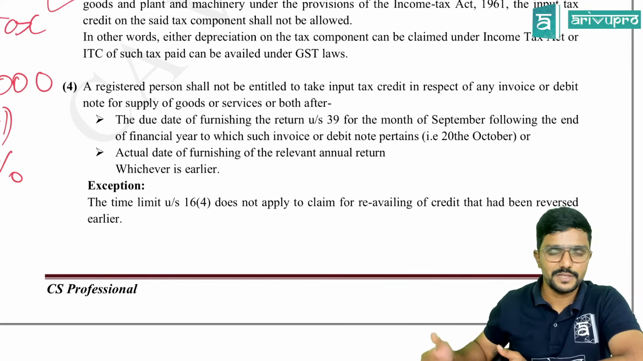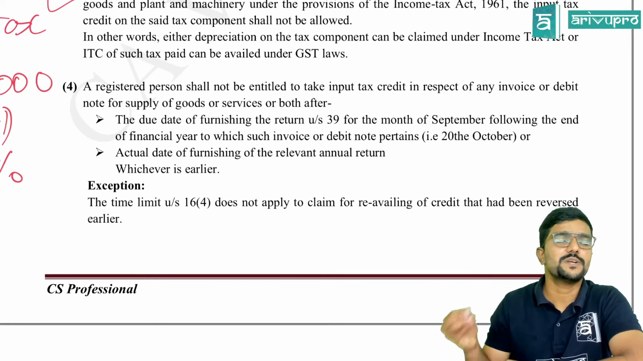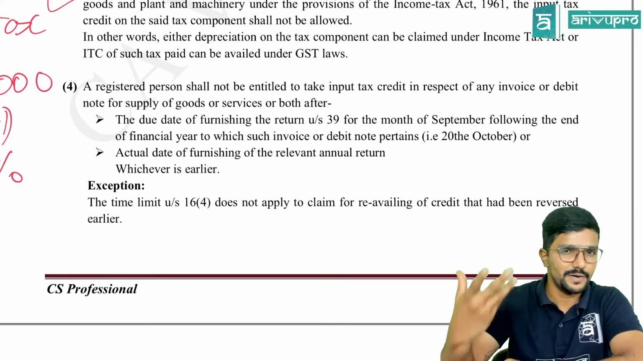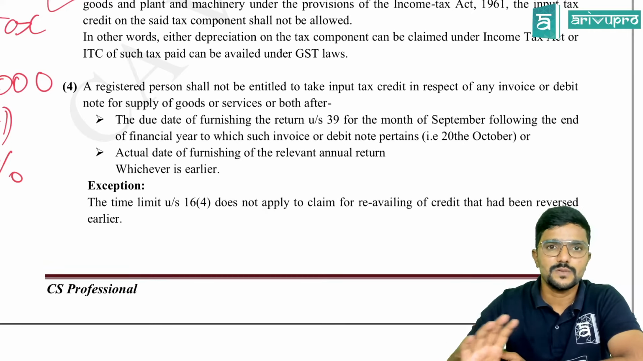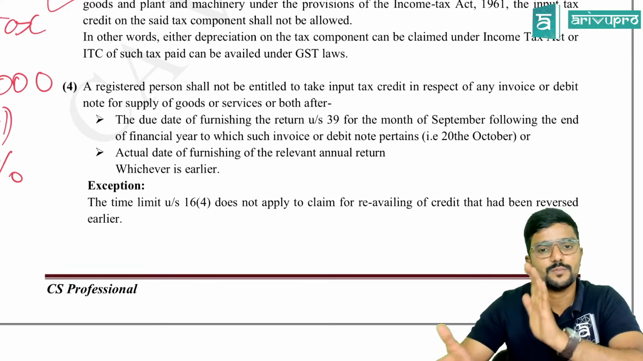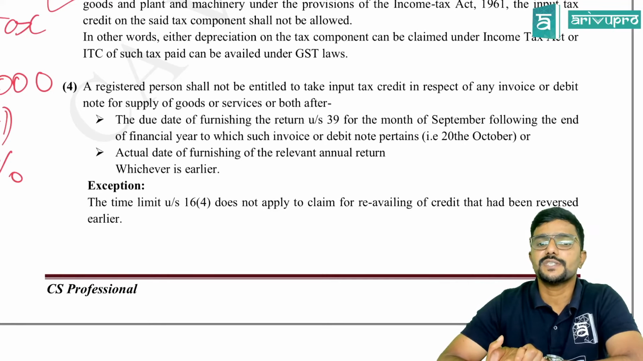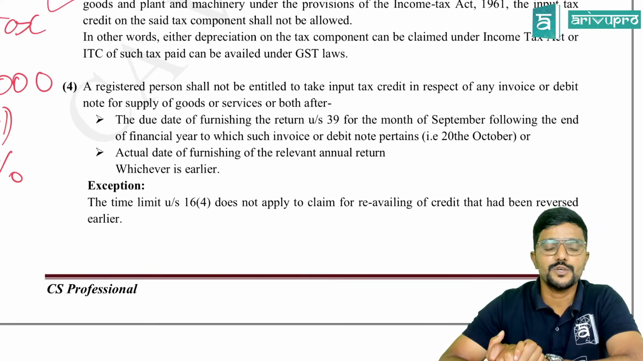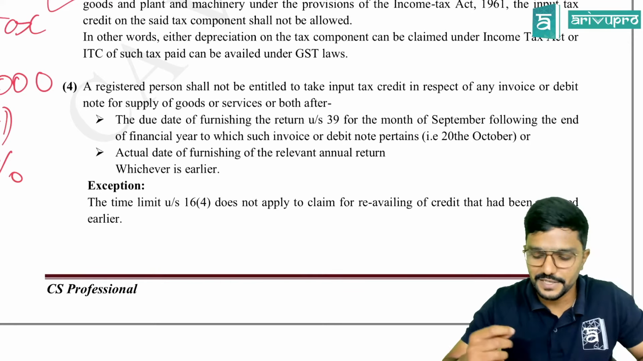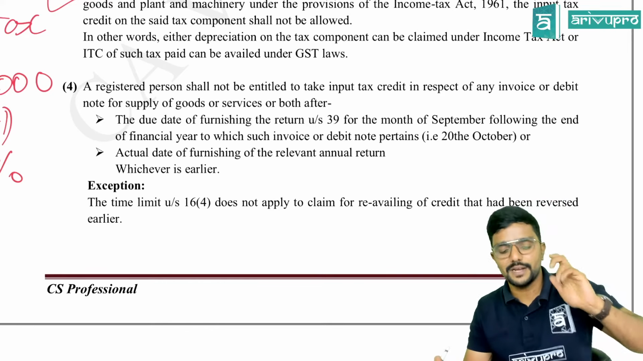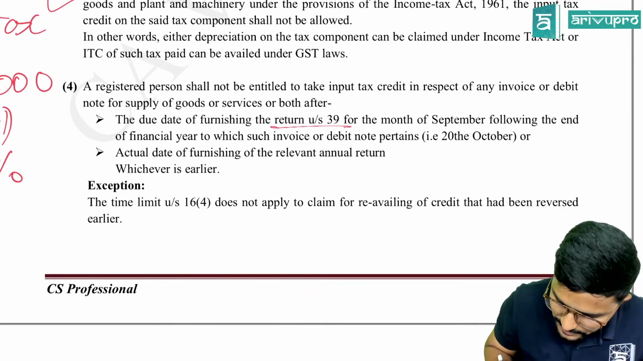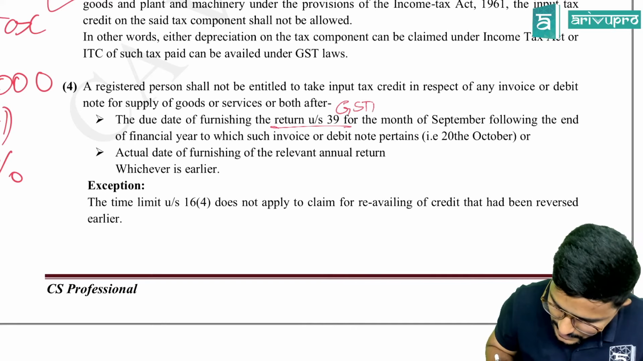We have not yet done with that. But whatever is relevant with respect to GSTR 1, 3B and all, I have already explained some information. So that much is relevant as of now. More than enough. So the due date of furnishing the return under section 39 for the month of September following the end of the financial year to which such invoice or debit note pertains. So the due date to file the return under section 39 means you can just mention GSTR 3B.